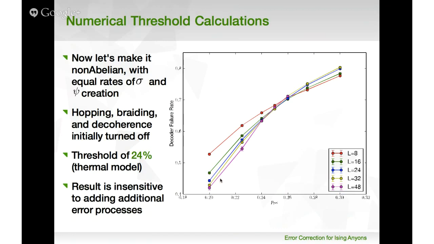Then 24, 32, 48. And over here on the left-hand side of this graph, the failure rate of the decoder is always decreasing. And over here on the far right-hand edge of the graph, the failure rate is always increasing as I increase the number of physical qubits. So this strongly suggests that somewhere in between the two boundaries of where we've plotted, there is a threshold.